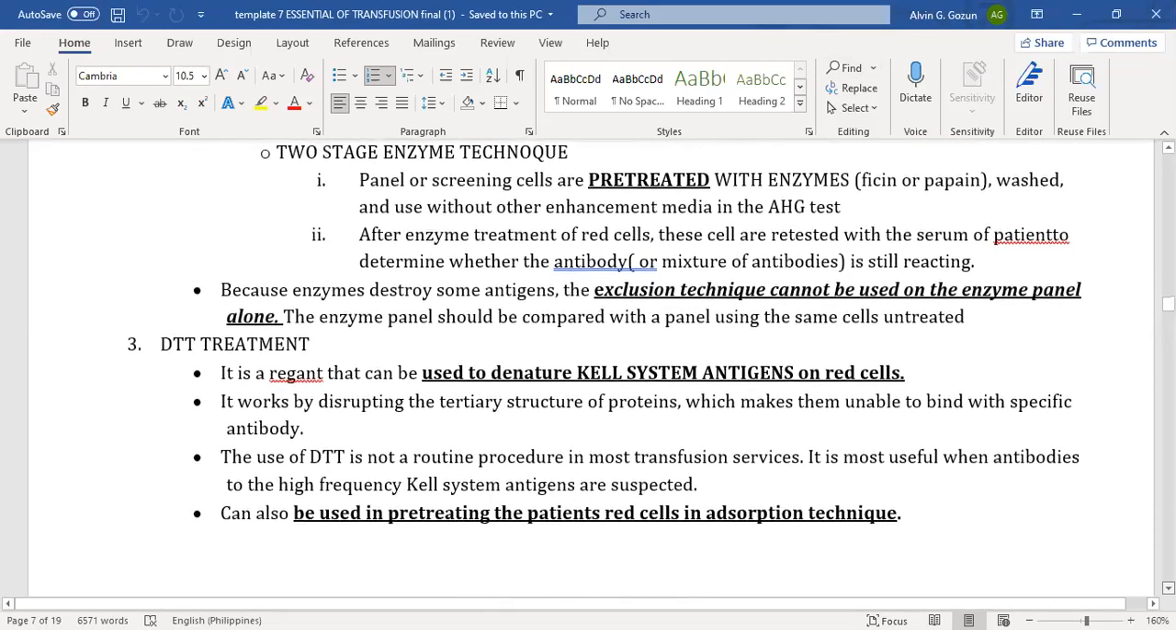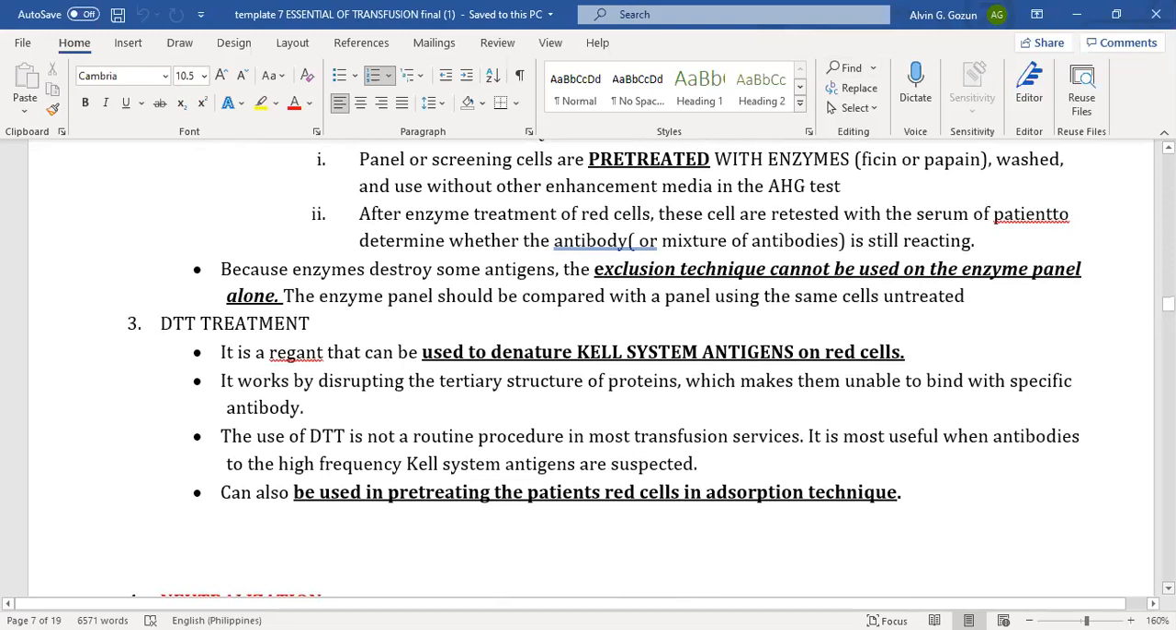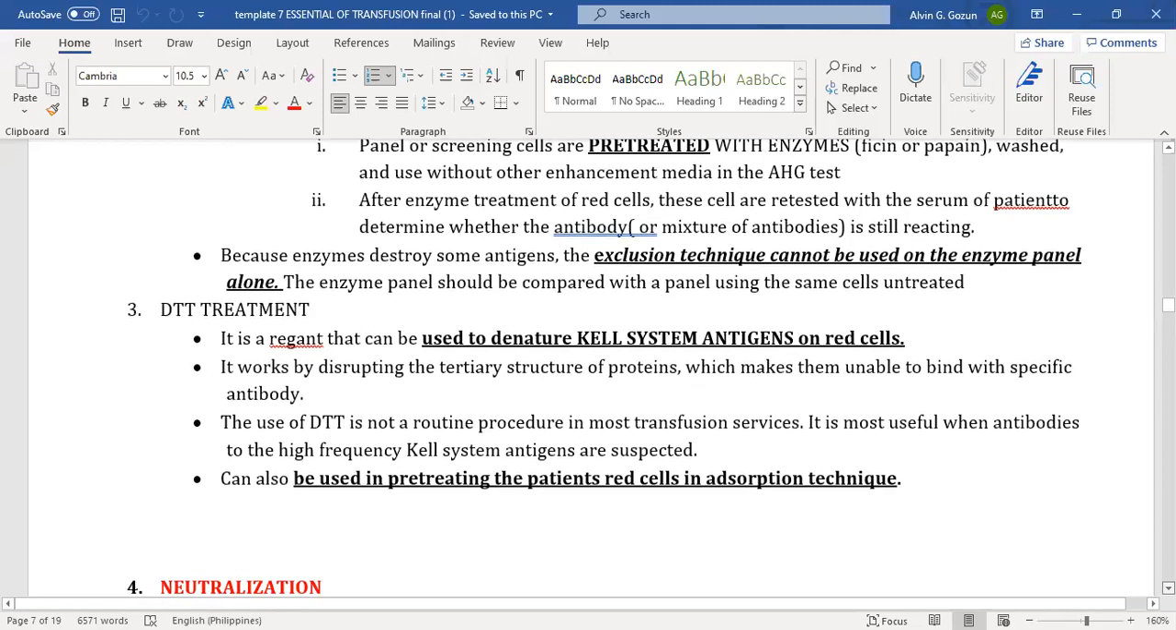So next, DTT or dithiothreitol treatment. It is a reagent that can be used to denature your KEL system antigens on red cells. It works by disrupting the tertiary structure of proteins, which makes them unable to bind with specific antibody. It can also be used in pretreating the patient's red cells in adsorption technique.